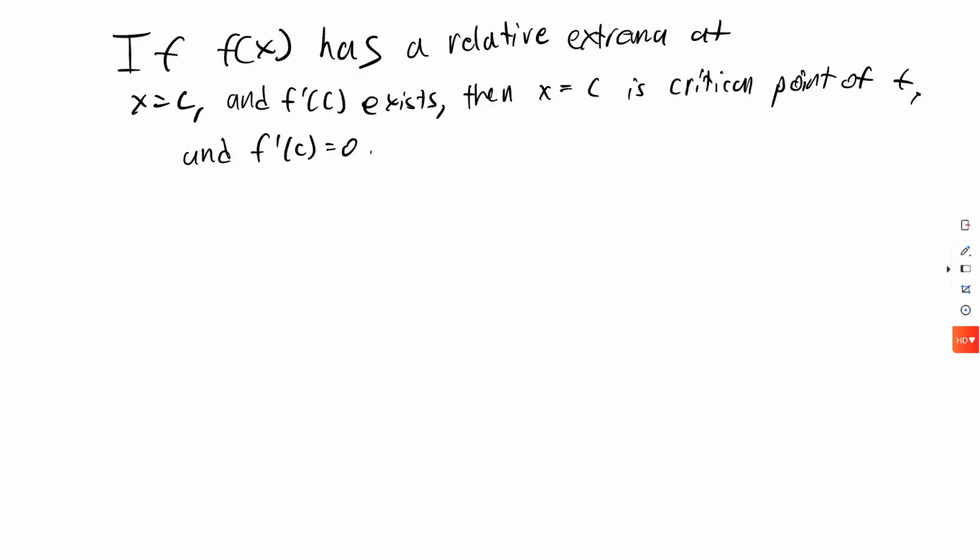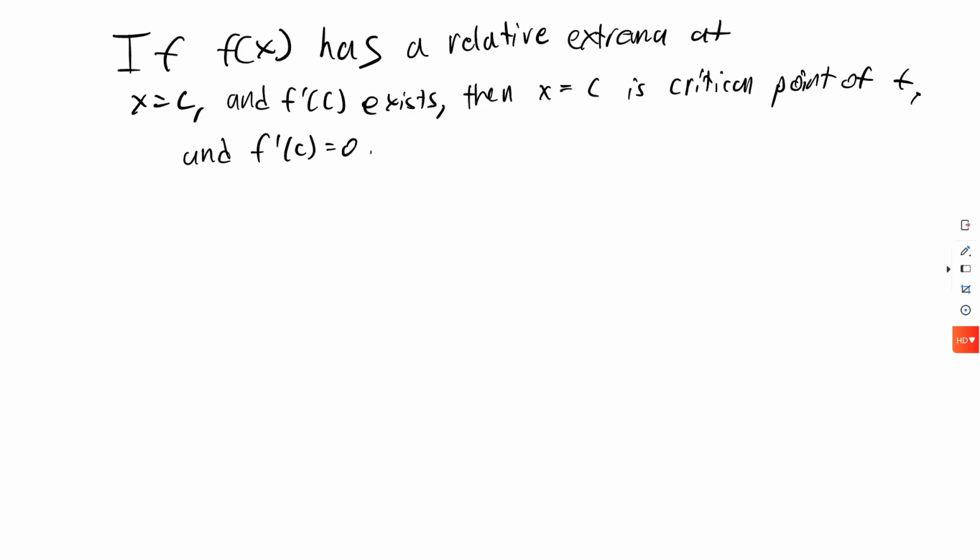Alright, so this is a relatively simple proof, but I think it's kind of cool how it's derived. So we're going to prove that if f has a relative extrema at x equals c for some random constant, and f prime of c exists, then x equals c is a critical point of f, and therefore f prime of c is 0. And we're going to just essentially prove that this is true.